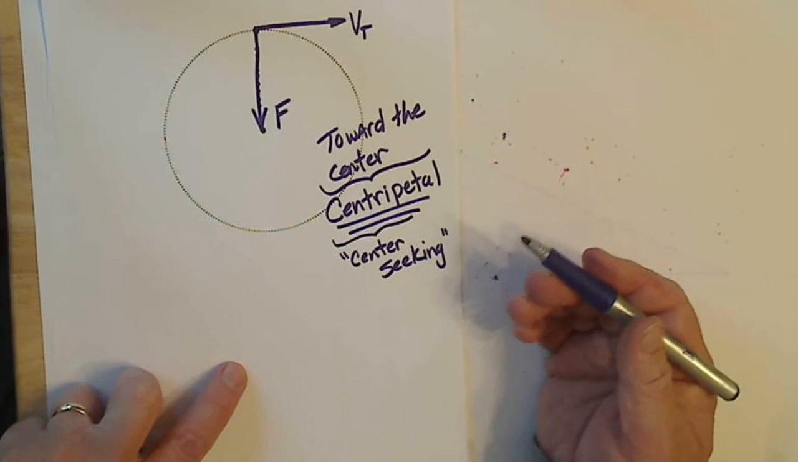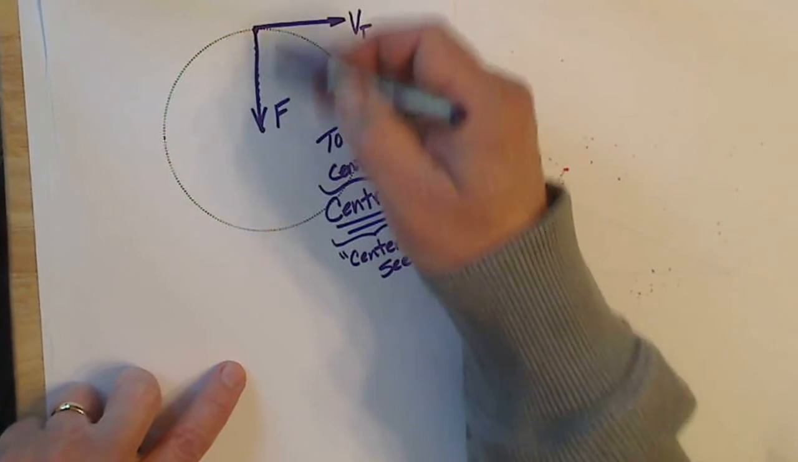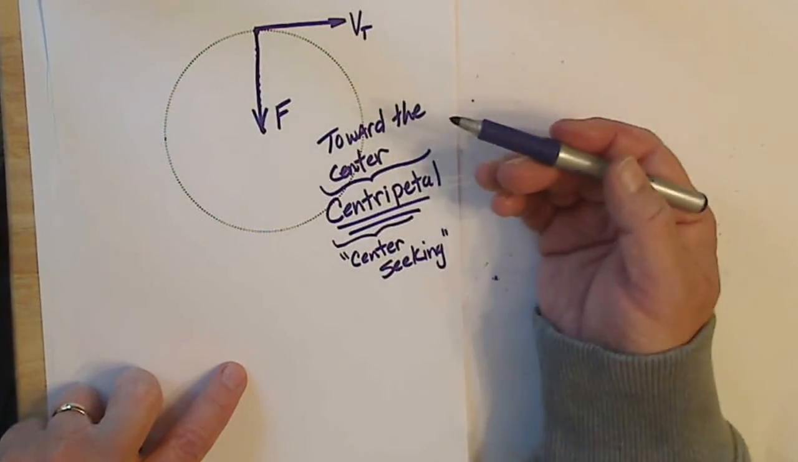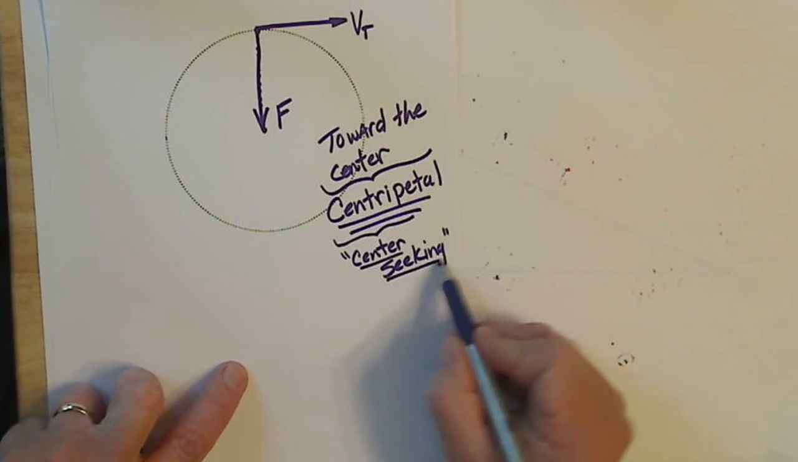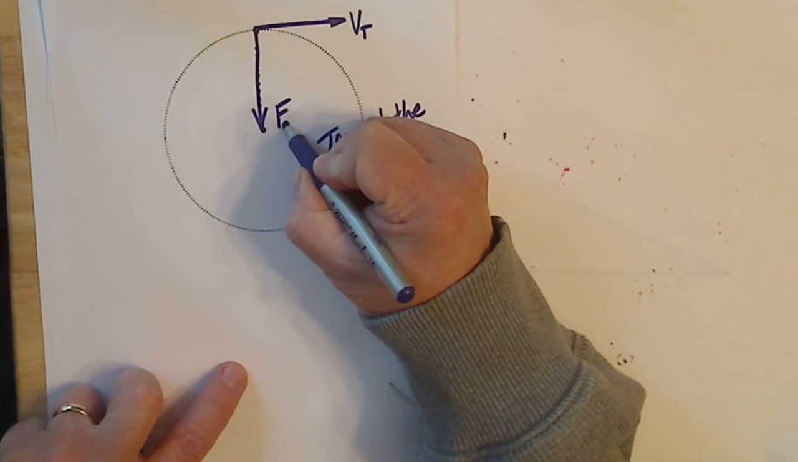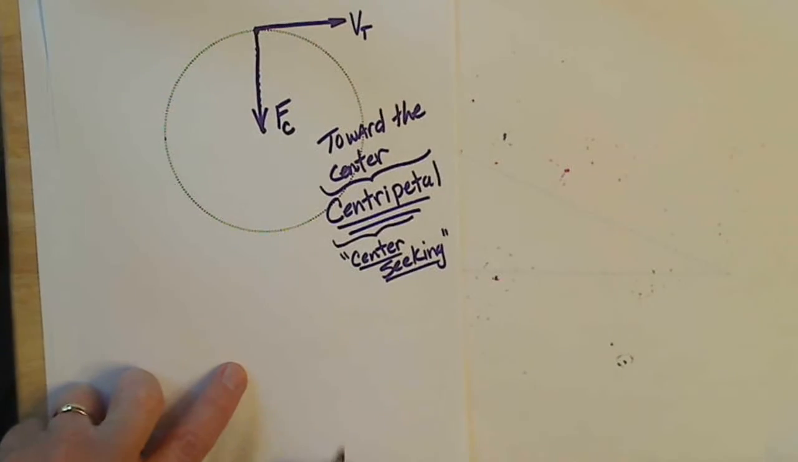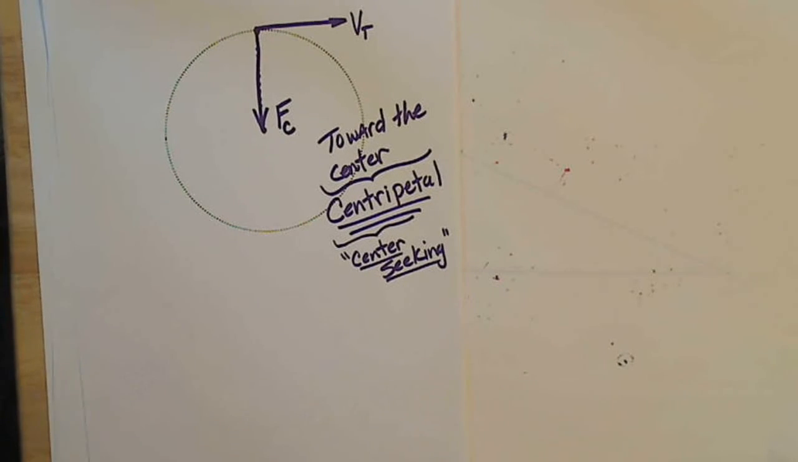So if anybody ever asks you, which direction does the force that creates a circular path act, which direction is the force pulling? Well, it's always pulling toward the center. So we're going to put a little C subscript on that force, and that's going to be centripetal force.